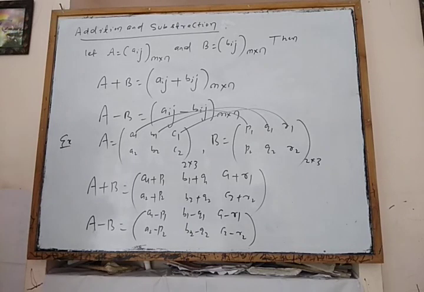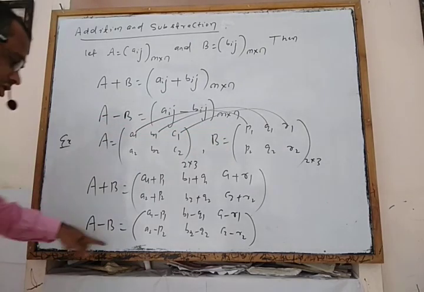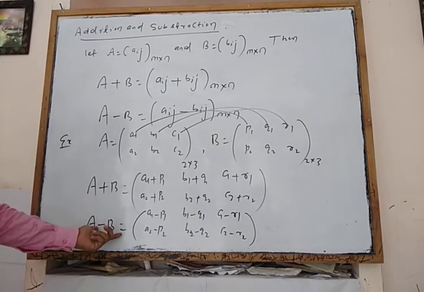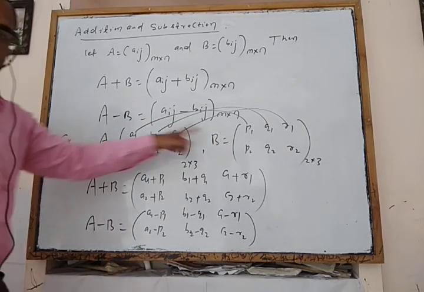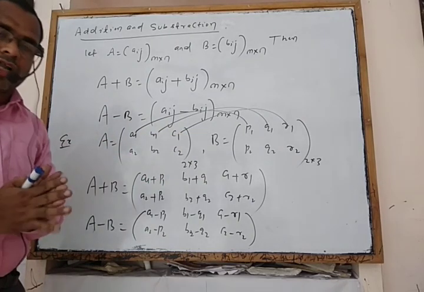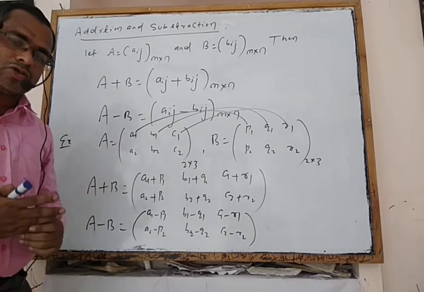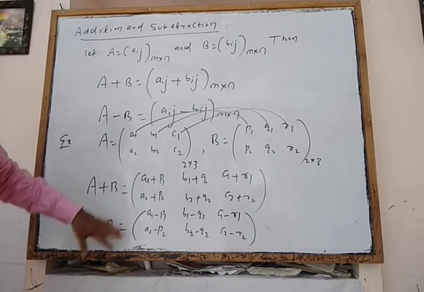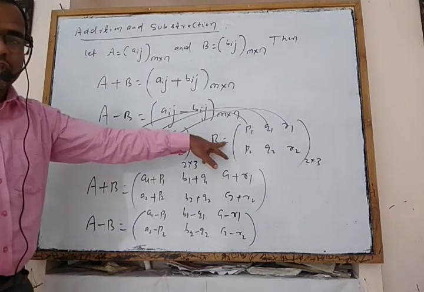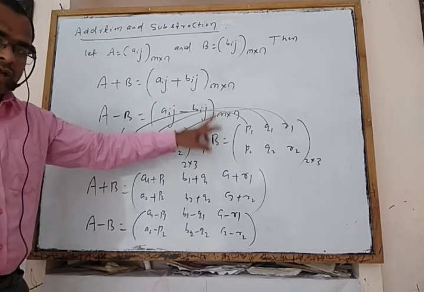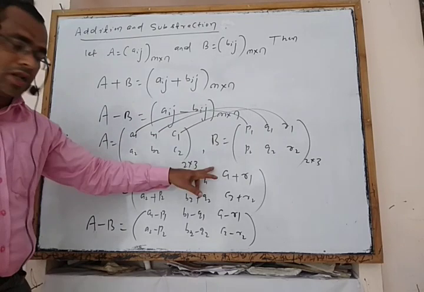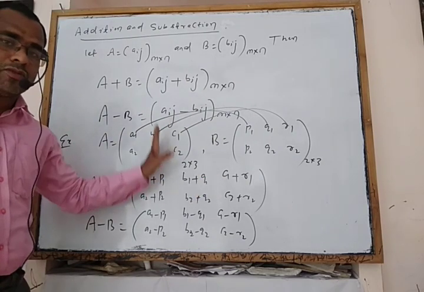After addition, the order of the addition matrix will be equal to the order of A and B, and the order of the subtraction of the matrix is also equal to the order of A and B. So addition and subtraction is possible if they must be of the same order.